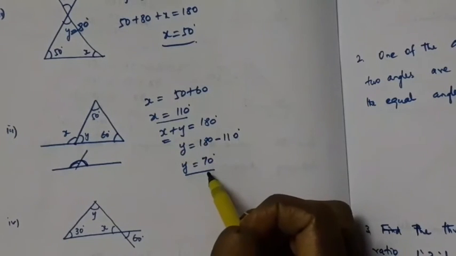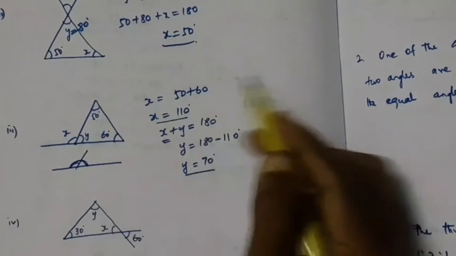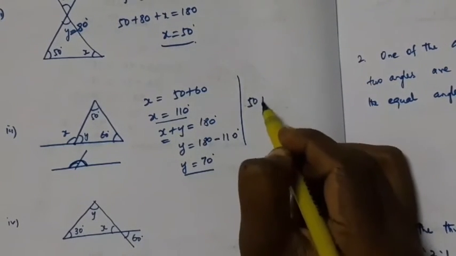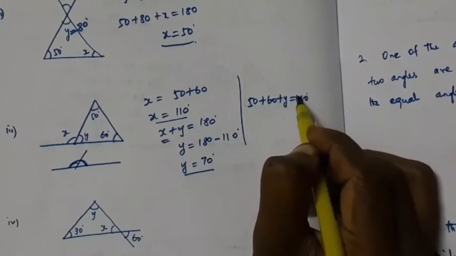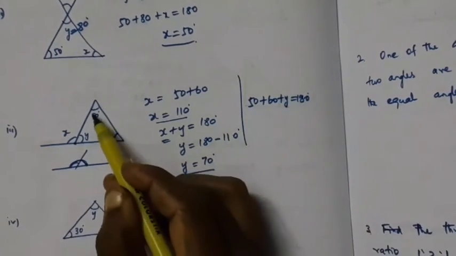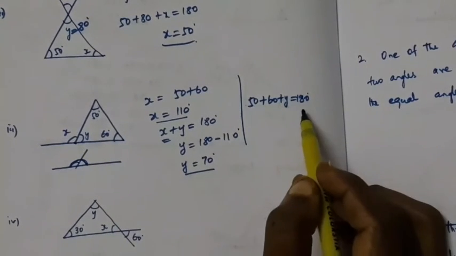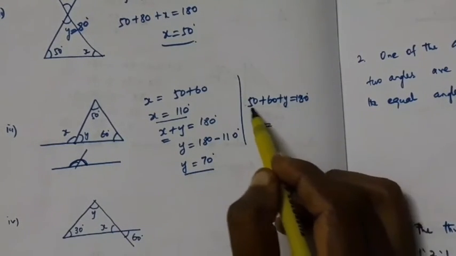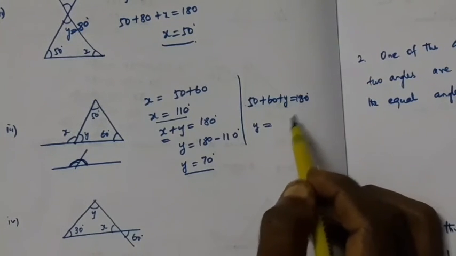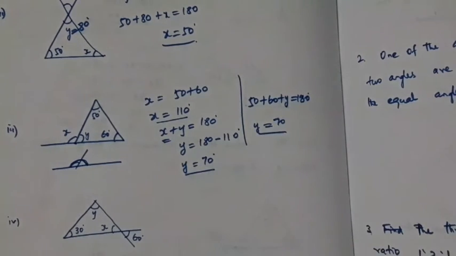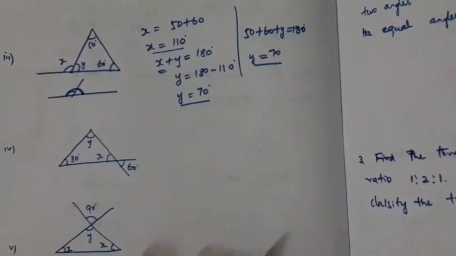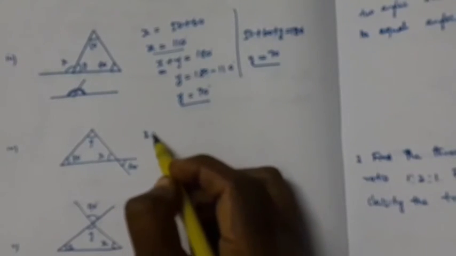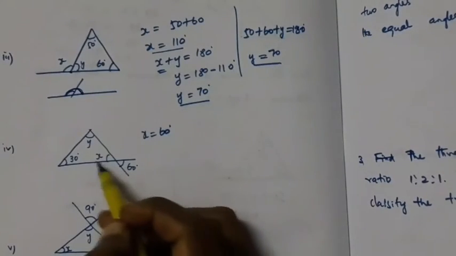Either you can find y like this, otherwise there is another way of finding y. The sum of these three, which is 50 plus 60 plus y, should give 180. That is the angle sum property. Okay, so 50 plus 60 plus y will give 180. So y equal to 180 minus 110, that's also 70. In both ways you can do. Here x equal to 60 degrees because these are vertically opposite angles.